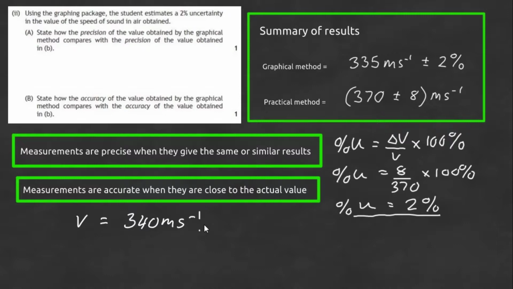You can see for the graphical method, we have 335 plus or minus 2%, and that gives us quite an accurate measurement compared to the true value. So that's actually quite a good answer. 335, that's an accurate value. 370 plus or minus 8 is not going to give you as accurate a value as our stated value. So in this case, it is the graphical method which gives us the most accurate answer.